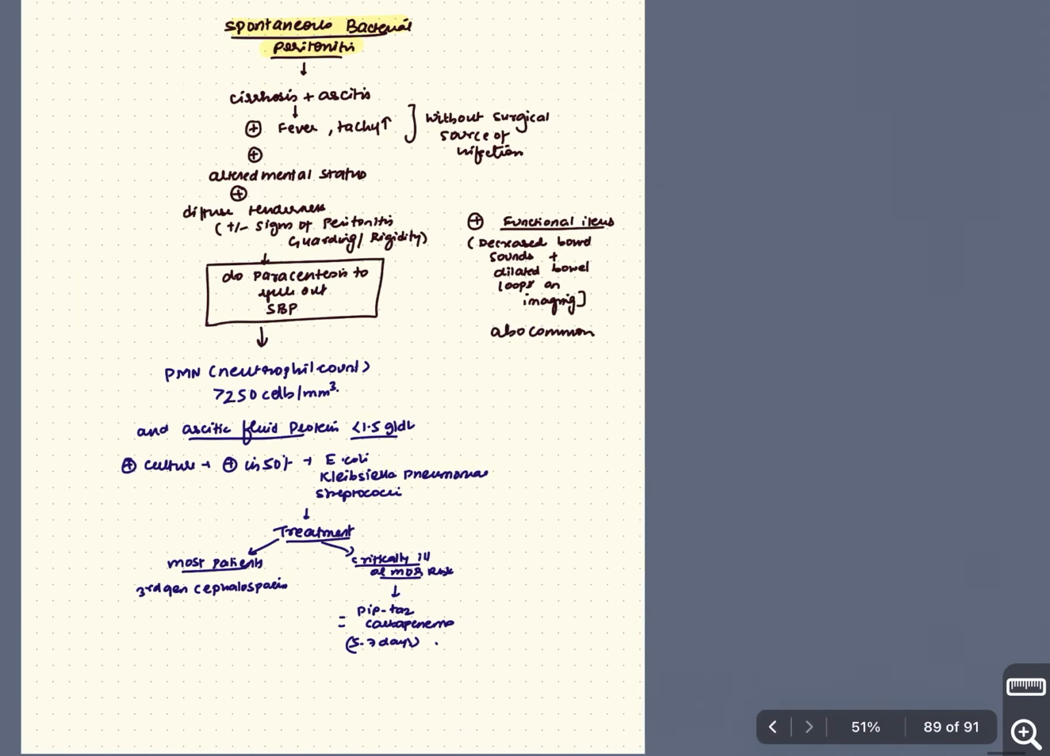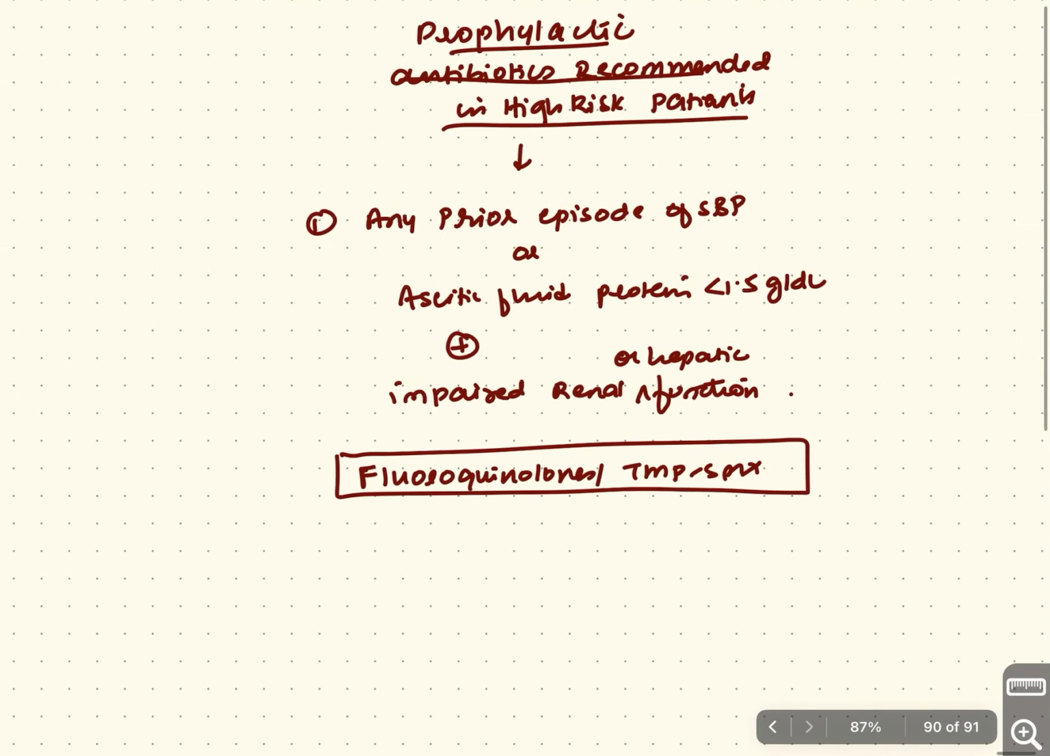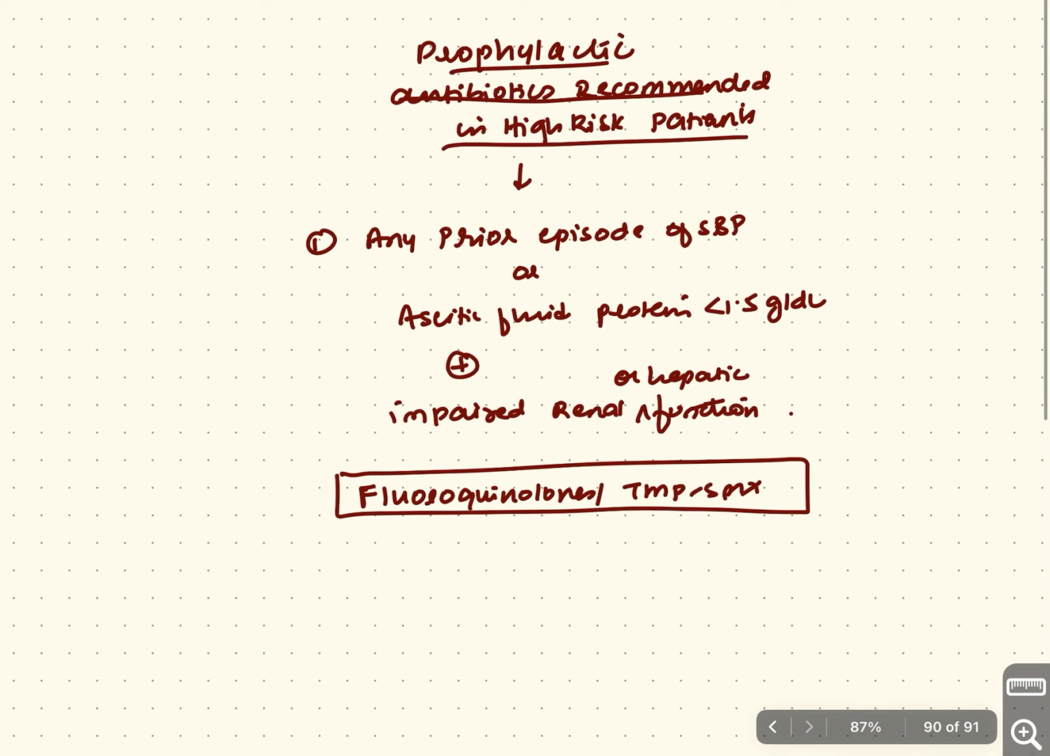Now, what about prophylaxis here? Do you do something to prevent spontaneous bacterial peritonitis in high risk patients? Yes, you do. So how do you know that someone is a high risk patient? If a patient has a prior episode of spontaneous bacterial peritonitis, or his ascitic fluid protein is less than 1.5 grams, and he has impaired renal or hepatic function, you can give him prophylactic antibiotics. And what are the antibiotics? You can give him fluoroquinolones or TMP-SMX.